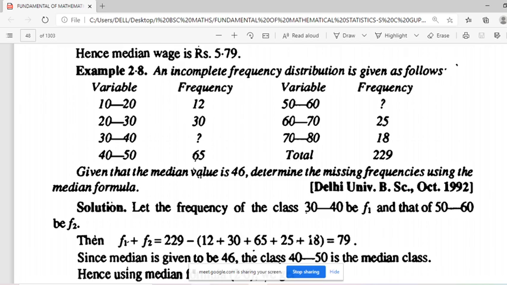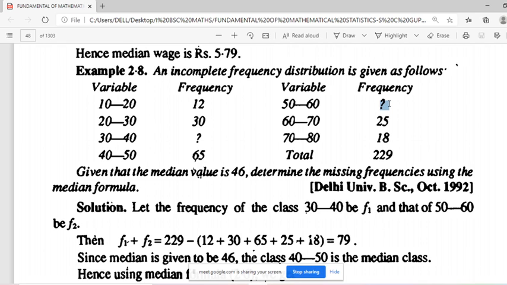So you can see that some observations are missing. In 30 to 40, what is the frequency? You don't know the frequency. And similarly in 50 to 60 you don't know the frequency. So the problem would be to find out the corresponding frequencies given the median value.